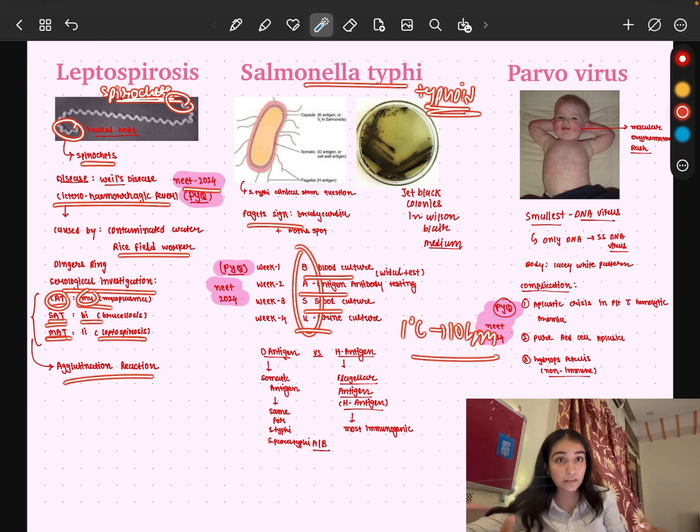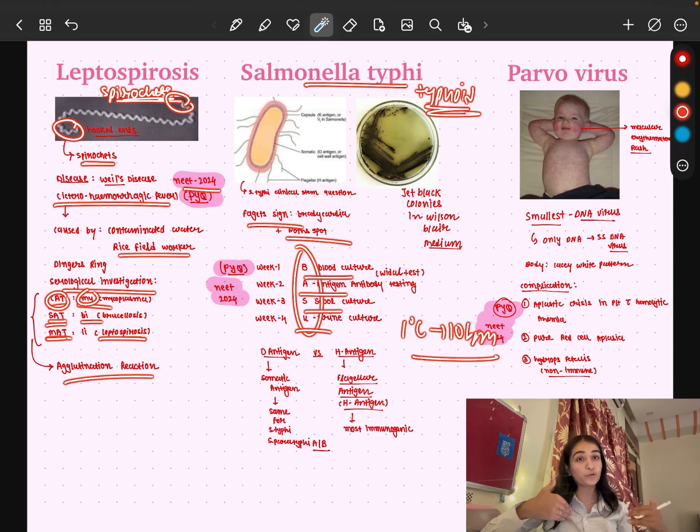So Fagit sign is done. What happens in Fagit sign I have already explained. Then you have also spots, which is your red spot all over your body, predominantly over the back. So that is known as Roth's spot.